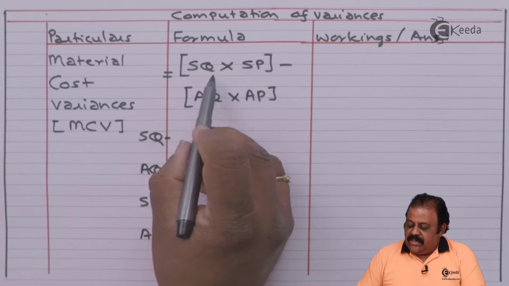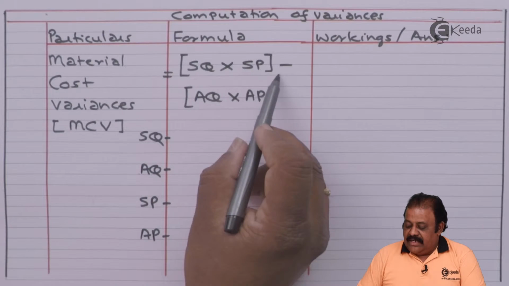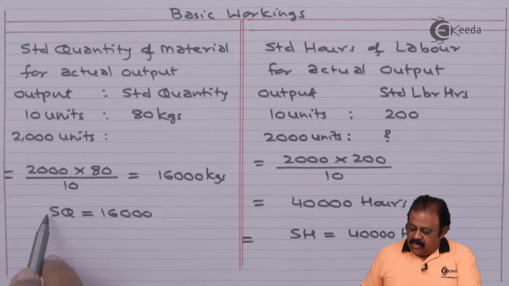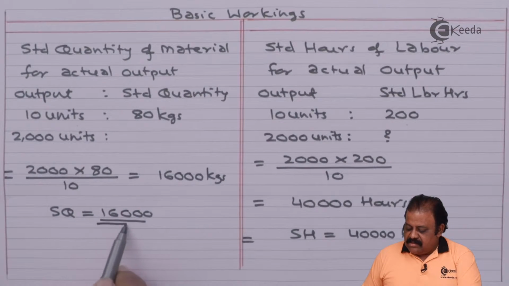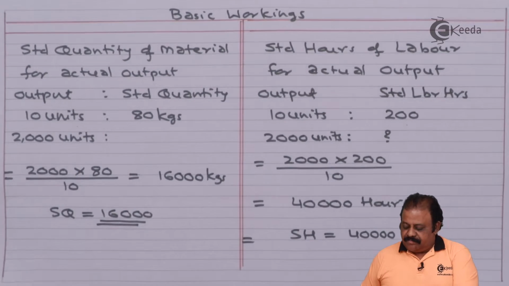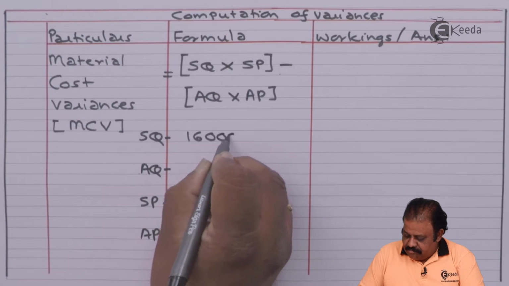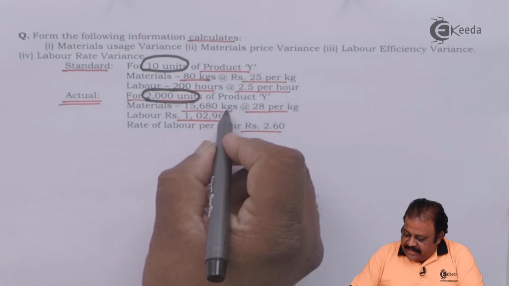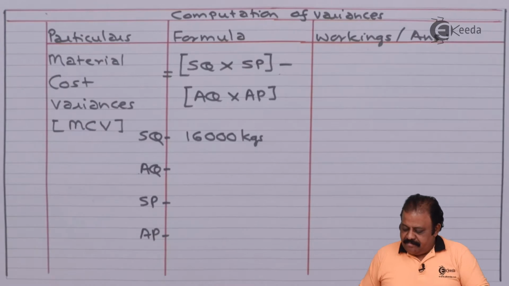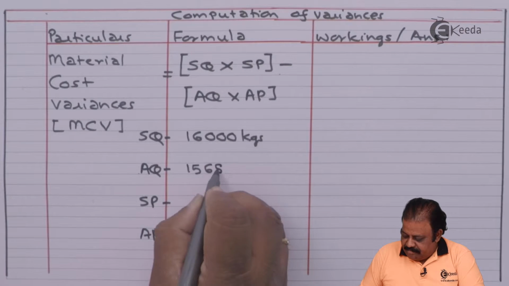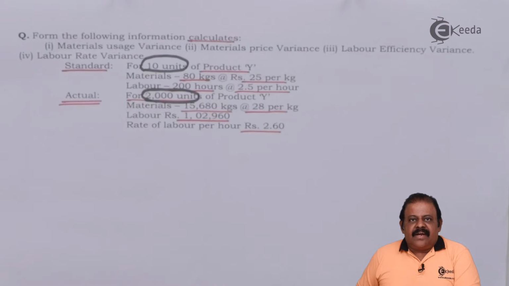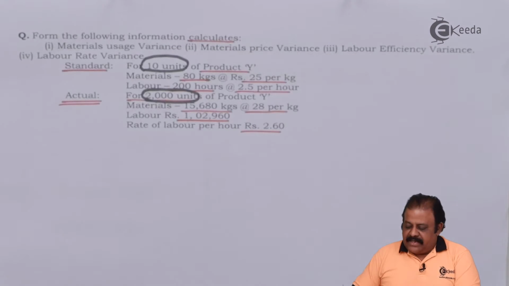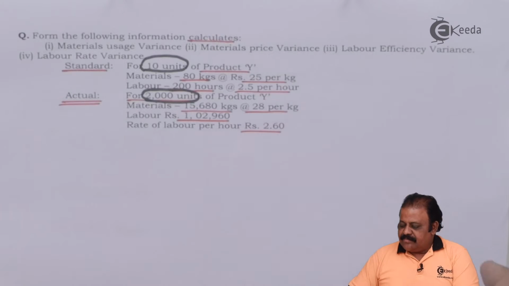Formula is standard quantity multiplied by standard price minus actual quantity multiplied by actual price. Standard quantity we have calculated 16,000 kgs. Actual quantity 15,680 kg. Standard price 25 per kg. Actual price 28 per kg.